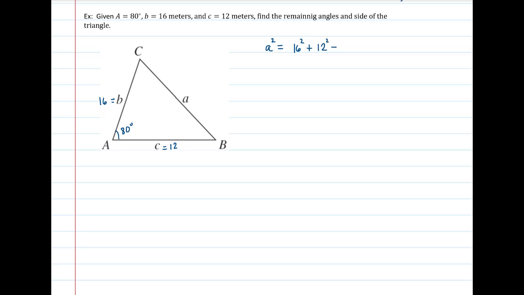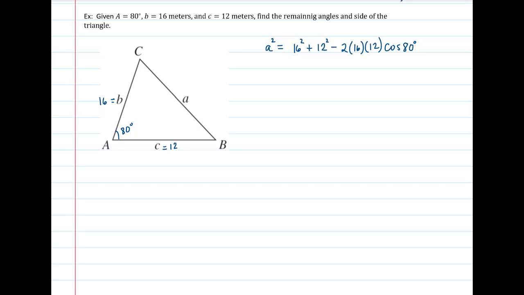Looking at our formulas, we get that lowercase a squared is equal to b squared plus c squared minus 2bc times cosine of the angle A. Plugging in our values here, we get a squared is equal to 16 squared plus 12 squared minus 2 times 16 times 12 times cosine of 80 degrees.